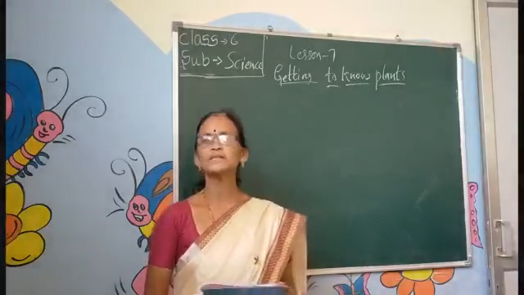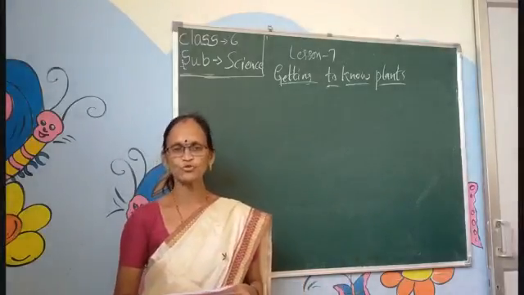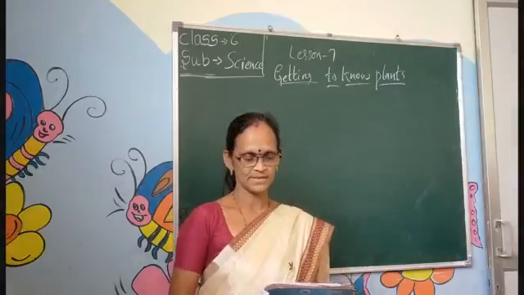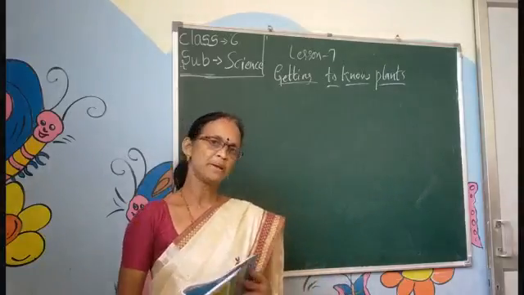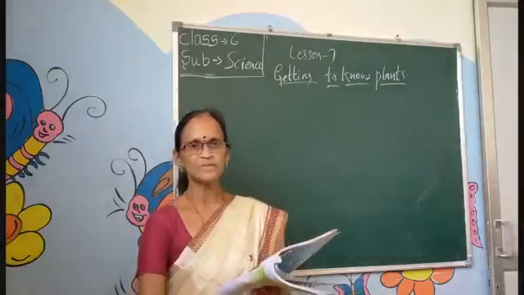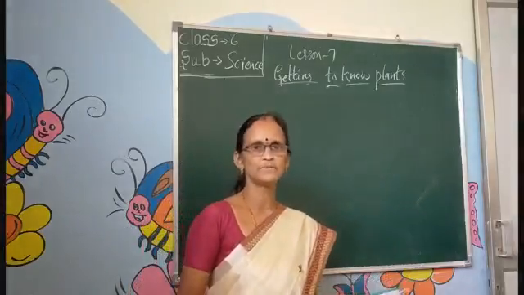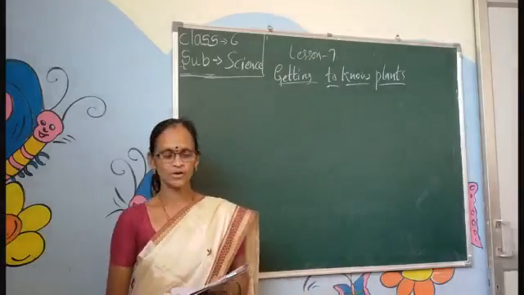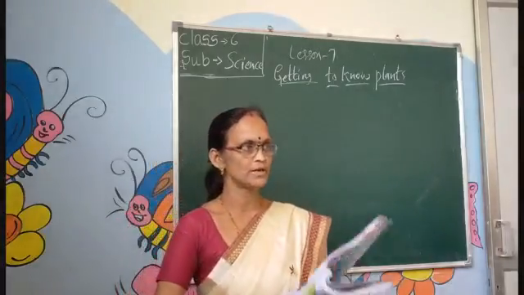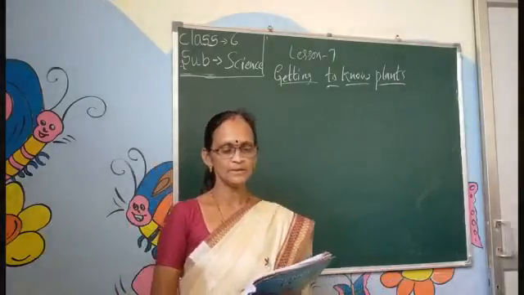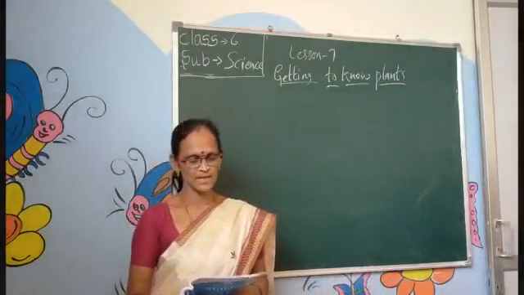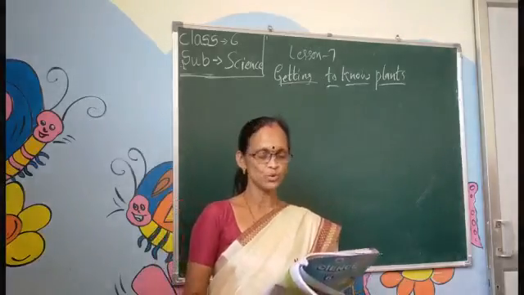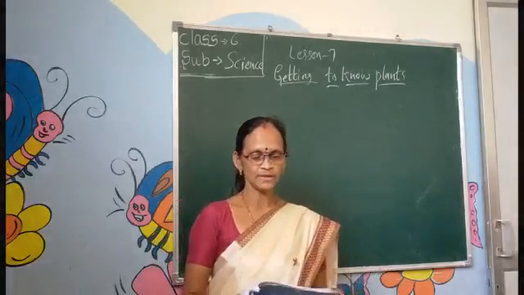Now today, let us learn about the plants. Getting to know plants. There are big plants, small plants, very small plants. We call them herbs, shrubs, trees. You have learned herbs, shrubs, plants, trees in your second standard. Now let us go deeply into the lesson.